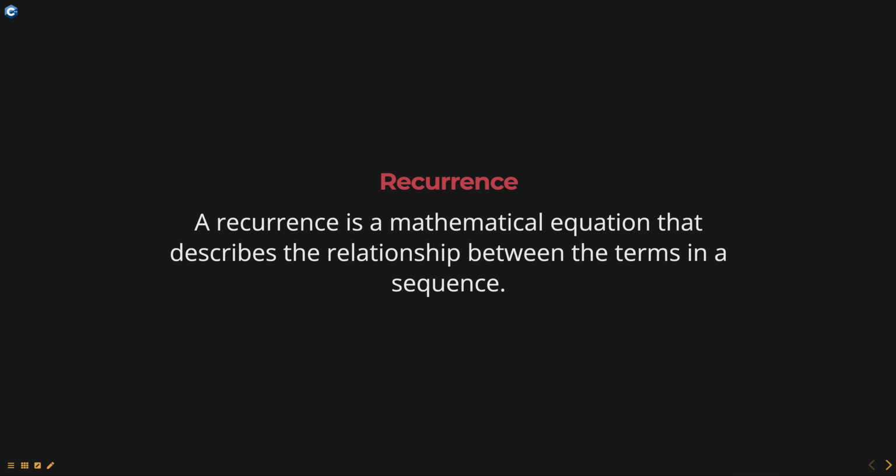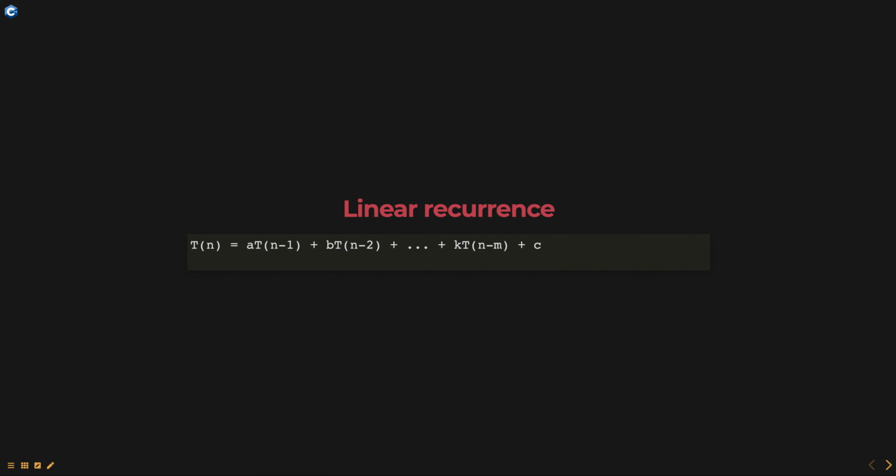The most common form of a recurrence is a linear recurrence, which is defined as follows, where Tn is the nth term in the sequence, A, B, until K and C are constants, and M is the number of previous terms used to compute Tn.